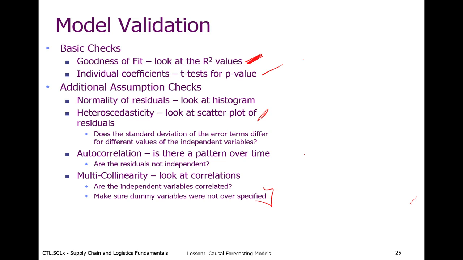Let's say I have a flag for each of the seasons, 4 seasons. There are 4 seasons, n is 4. How many flags would I need the most to capture that? 3. 4 minus 1. So you have to be very careful when you use dummy variables that you do not overspecify, because what will happen is the model just won't run. It'll give you an error. So that's an example of multicollinearity.